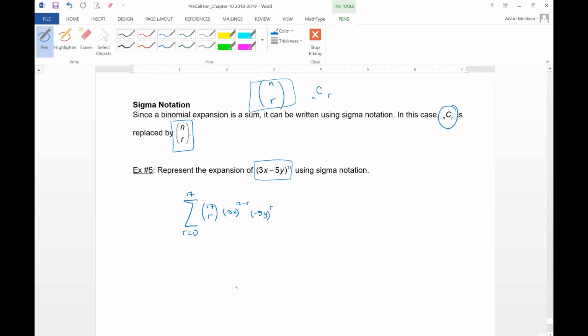Do you see how this is exactly the binomial theorem? What did the binomial theorem say? We had C(n,r), and then a to the n minus r, b to the r. So do you see how it's the same thing? That replaces that: a to the n minus r, b to the r. Okay, and there you have it, guys. In sigma notation, it looks like that.